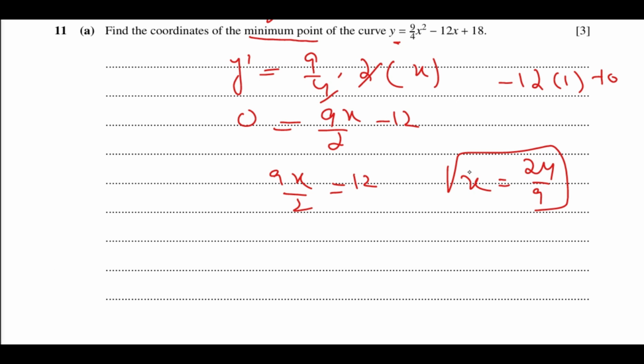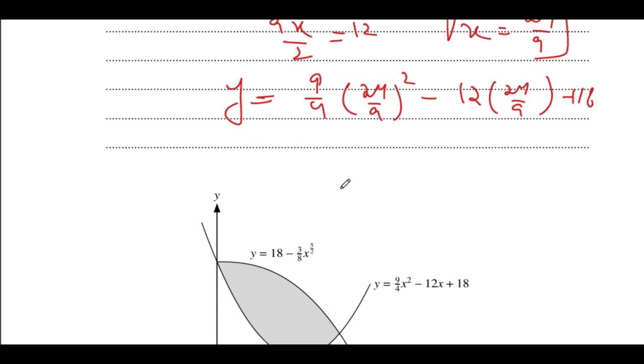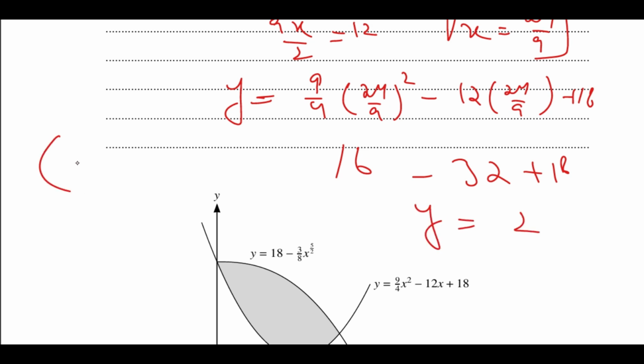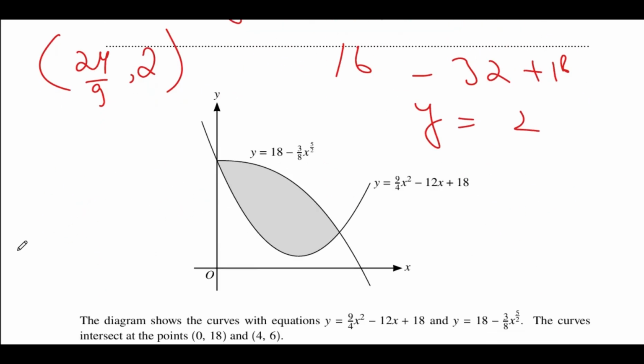Now using the same value in our expression, we have to calculate y equals 9 over 4 times (24 by 9) squared minus 12 times 24 by 9 plus 18. It will give us 16 minus 32 plus 18, so y will be equal to 2. So the coordinates will be 24 by 9 comma 2. These will be the coordinates of the minimum point of this curve, as we were asked to find.